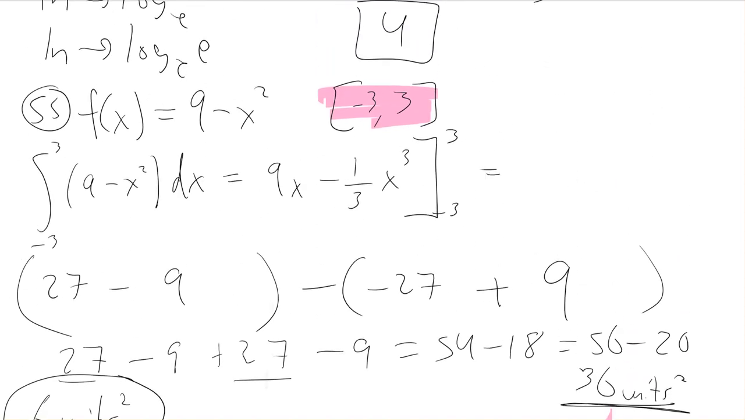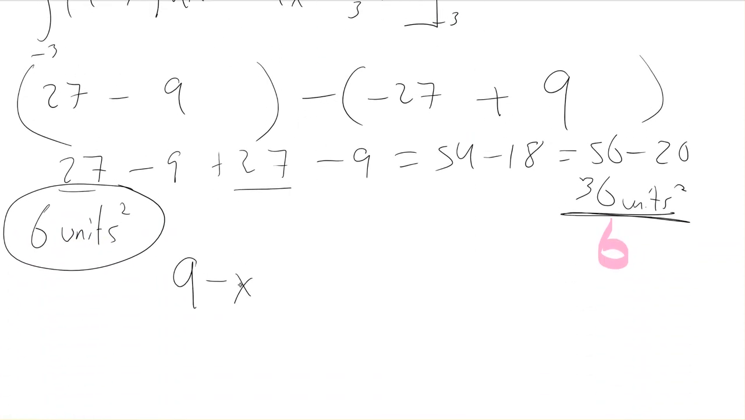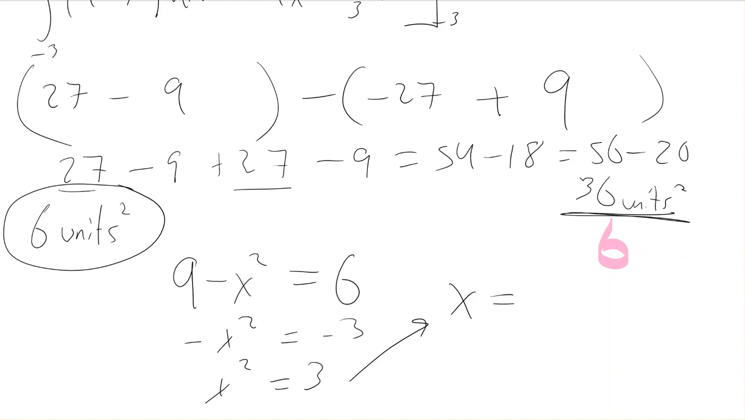So we can take the function. When does the function have a value of 6? And that gives us something to solve. Take the square root of both sides, and I get the square root of 3.